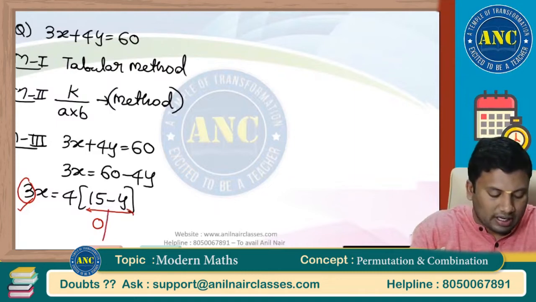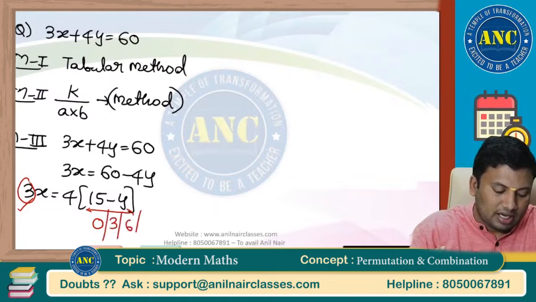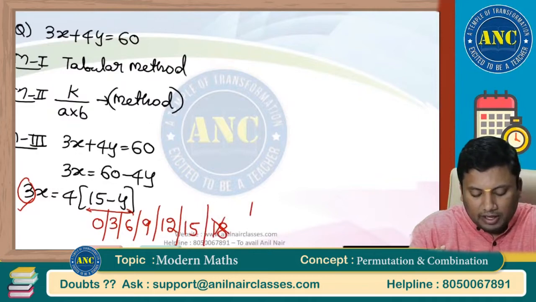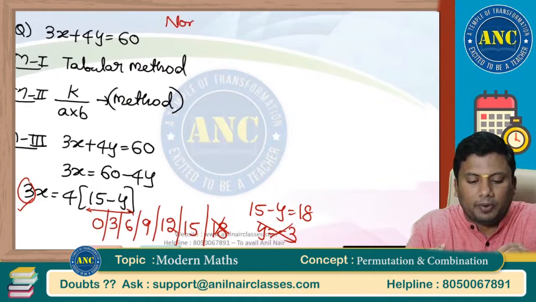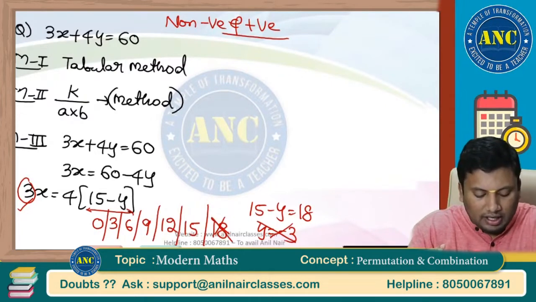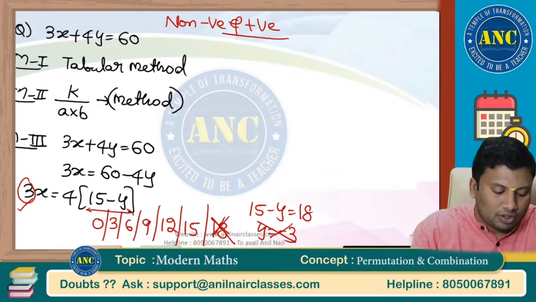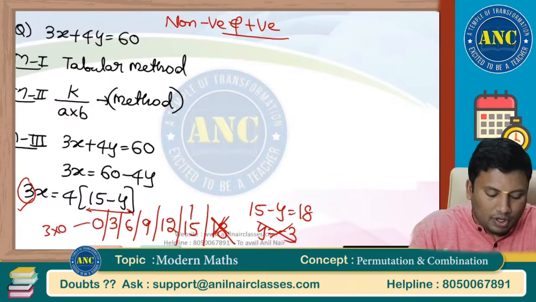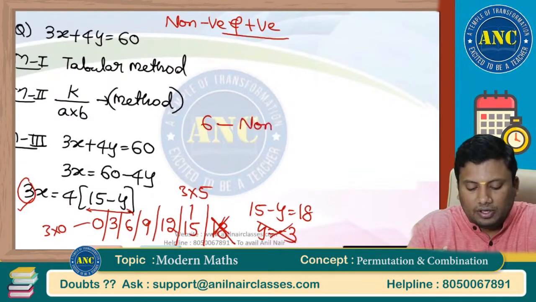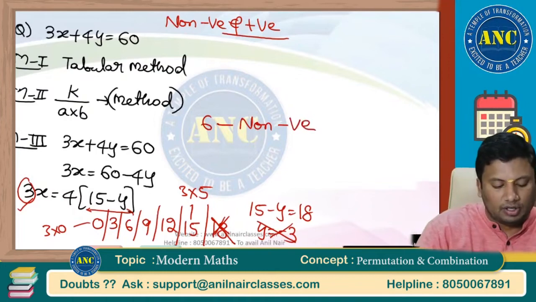Non-negative, so 0 can come. 3 zeros are, 3 ones are, 3 twos are, 3 threes are, 3 fours are, 3 fives are. I cannot take 18 onwards. Why? Because if 15 minus y is 18, y will be minus 3. But I want a non-negative integral solution. 18 onwards it is not possible. So 0 to 5. How many non-negative integral solutions? 6 non-negative integral solutions.